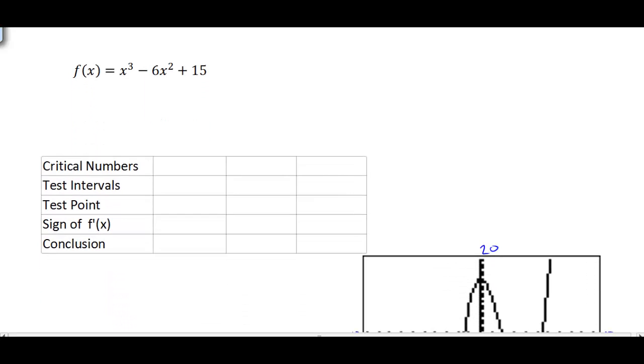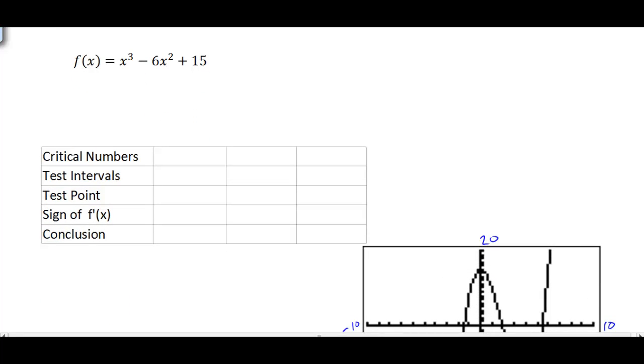All right, let's look at this example here. How can we actually apply our first derivative test so that we can identify on this function where we have relative maximum and relative minimum points? Well, the first step is we need to find the derivative so that we can locate our critical numbers. So the derivative here would be 3x squared minus 12x.